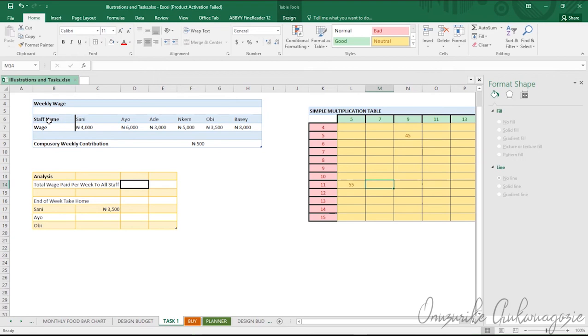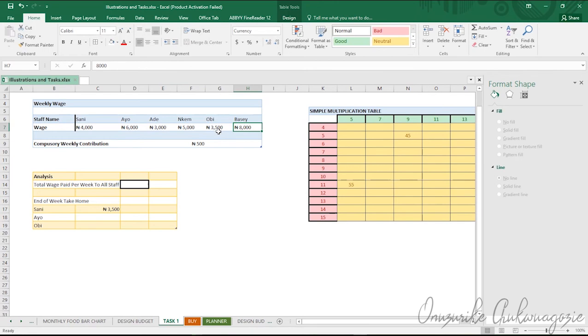So we have about 6 of them, and we have their different wage every week. Before, they are different take home every week. So we have Ayo 6,000, we have Mr. Obi 3,500, we have Basi 8,000. So I don't know why Basi's money is a little higher than the rest. Whatever it is, none of our business.